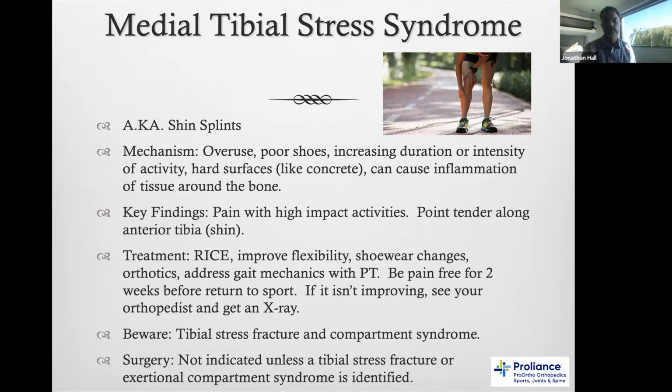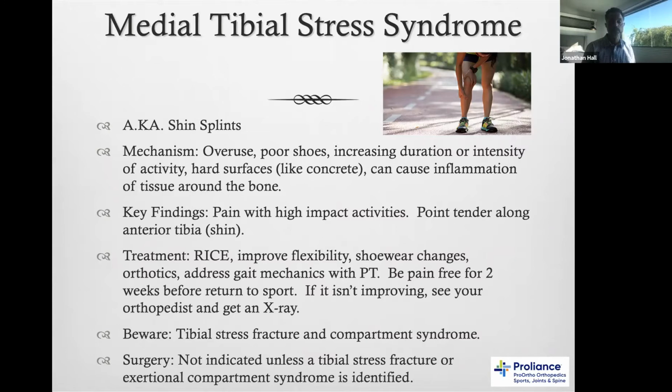So it's treated with rest, ice, compression, elevation, the typical stuff, improving your flexibility to work on any tightness of your musculature, changing out your shoe wear, looking at different orthotics options, working with your physical therapist to address gait mechanics, to see if there's something that you're doing that's placing additional stress with what's called the ground reactive force. So essentially you put your foot down on the ground, and the forces that come up through your body, what is your body doing to alleviate those forces? Is it all going right through your tibia because you have stiffness in other areas, et cetera?